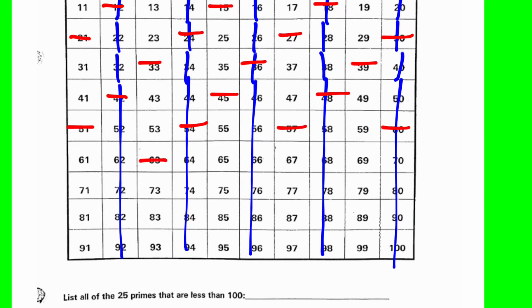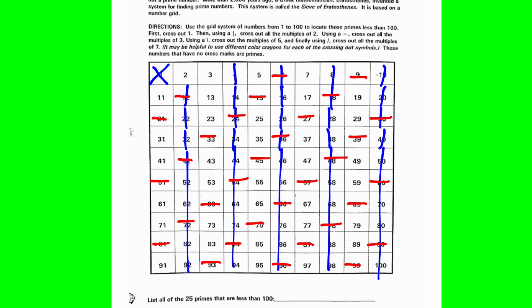Okay, 63, 66, 69, 72, 75, 78, 81, 84, 87, 90, 93, 96, 99. There's this neat little diagonal pattern, isn't there? Where they all sort of go in diagonals.